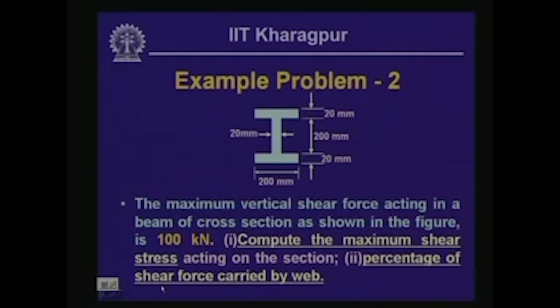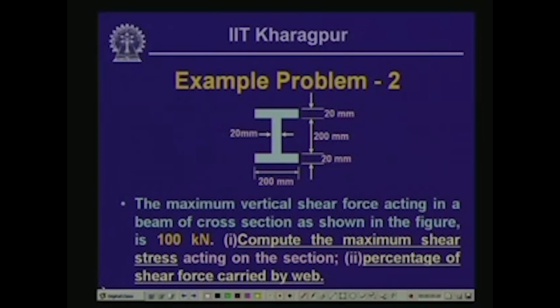Now, let us look into another example problem, which is an application of the shearing stress, and of course with a different cross section than a rectangular one. The maximum vertical shear force acting on this beam cross section is given as 100 kilonewton. The shear force has been computed for you. The cross section of the beam, as we can see, is an I section. The maximum shear force is known.